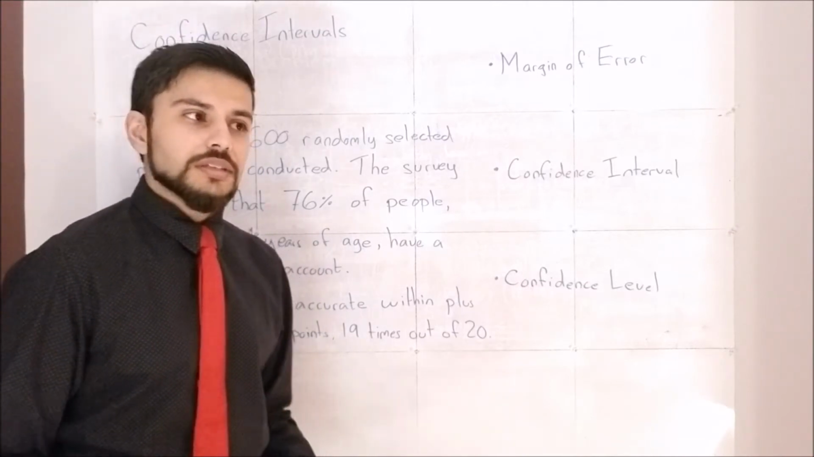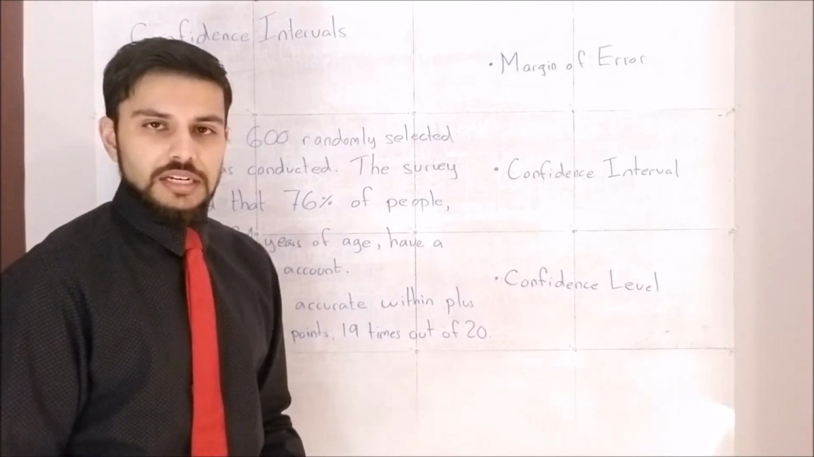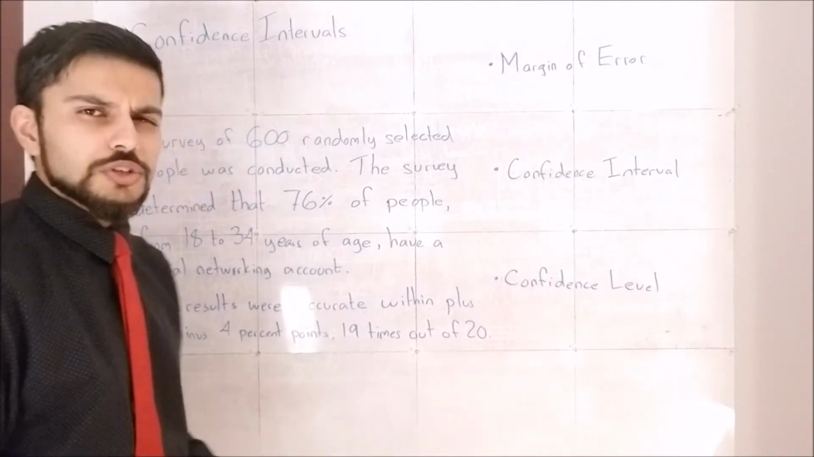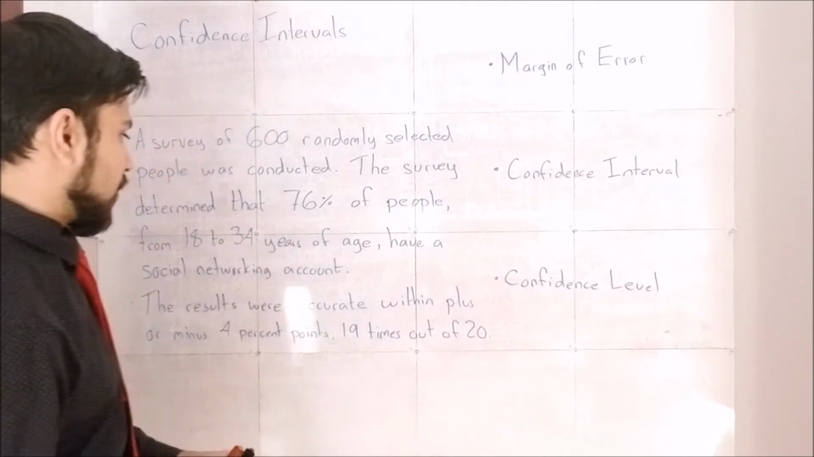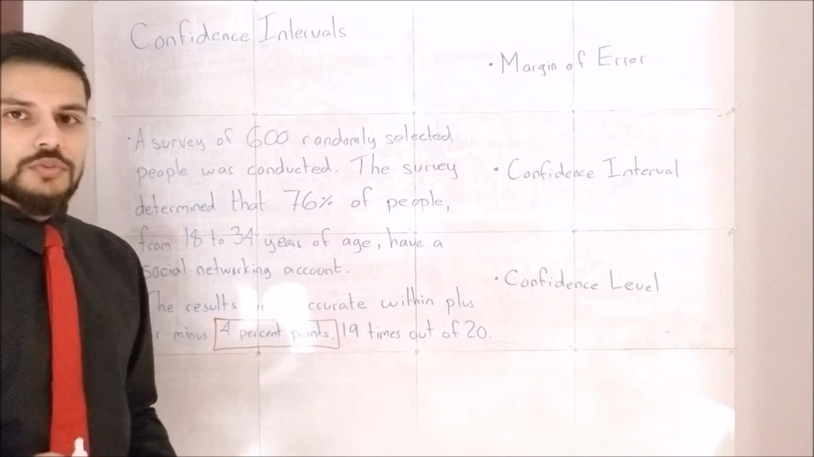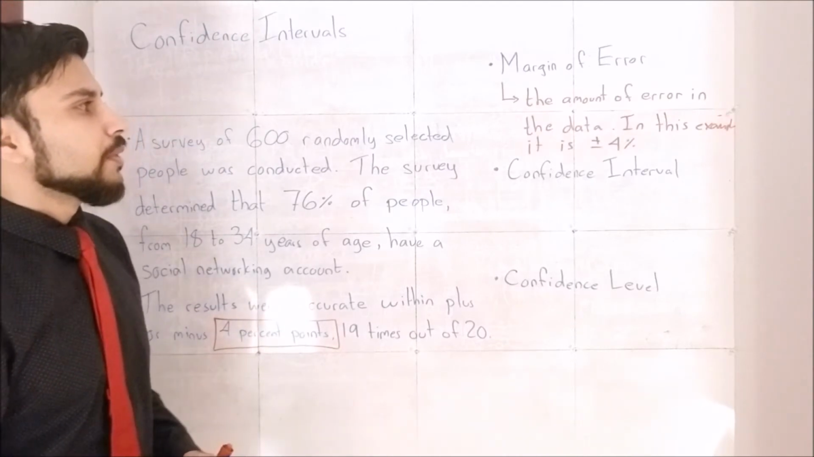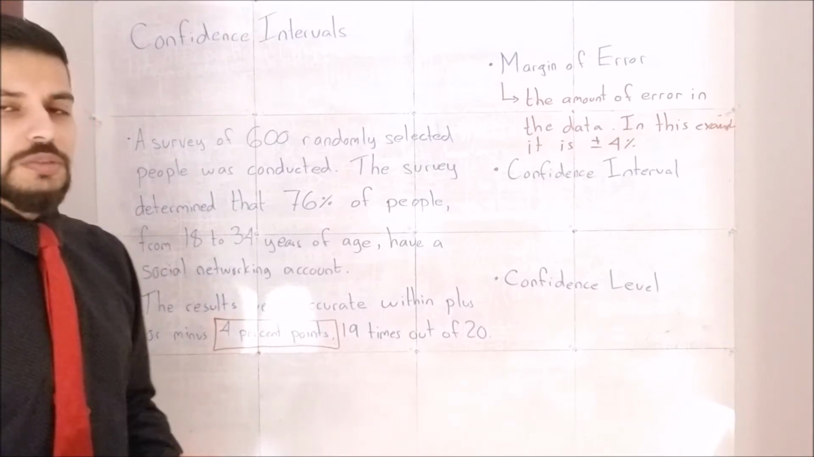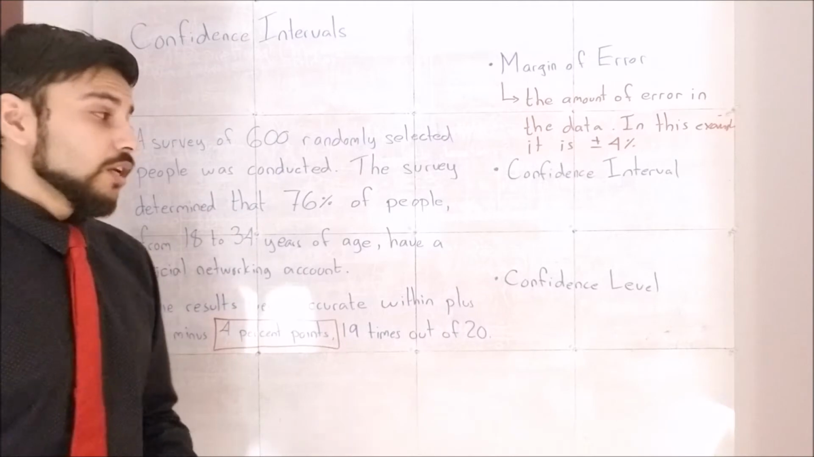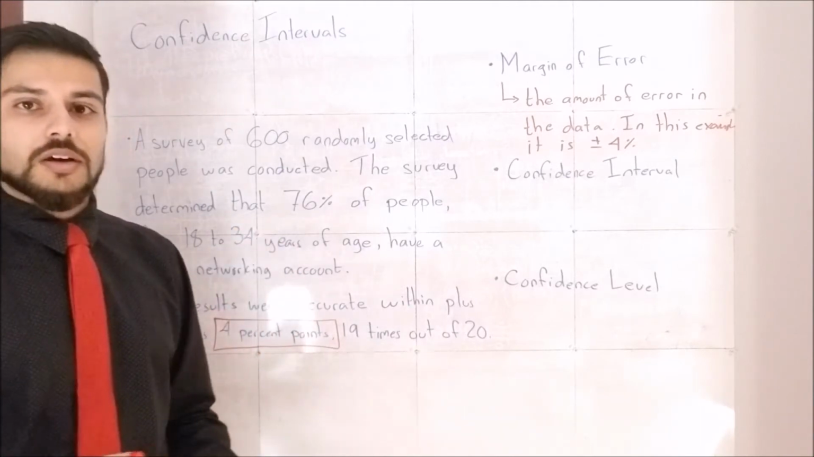Margin of error is how much error there was, or how much error we could make in a set of data. And that's given to us as usually the smallest value. If you have a large margin of error, it's not a very good test. So in our example, 4 percentage points was our margin of error. So the margin of error is the amount of error in the data. And in this example, it's going to be plus or minus 4%. Don't forget that plus or minus, because that is going to be key in understanding the confidence interval.